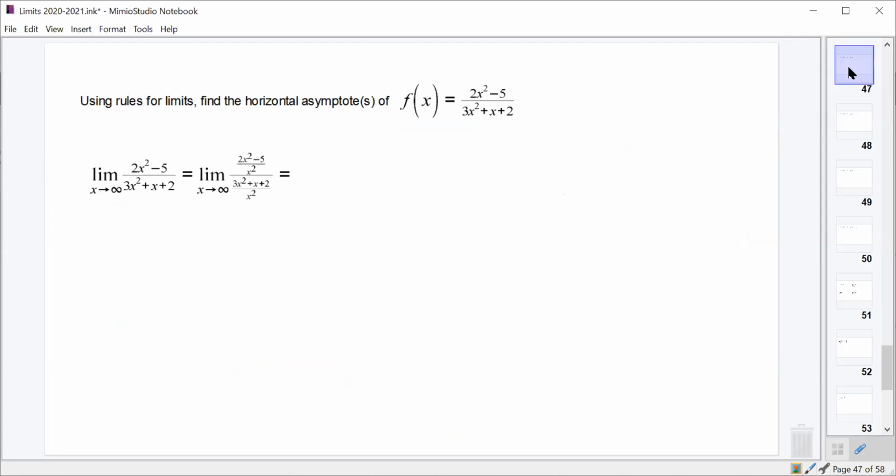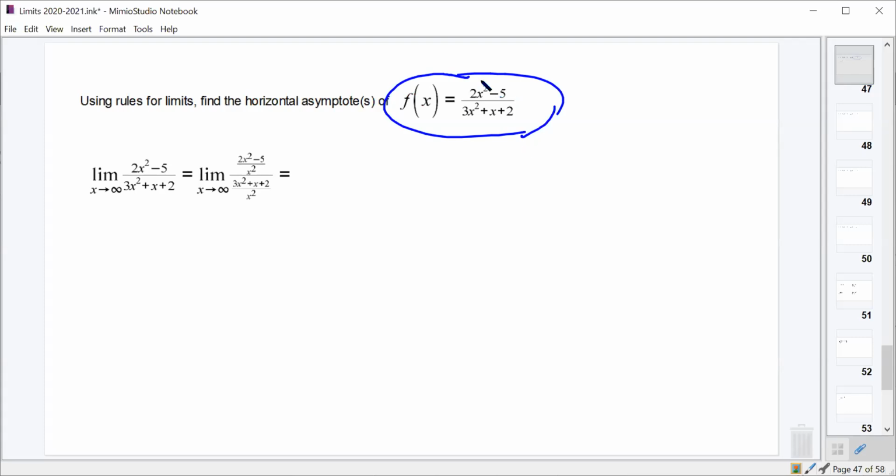Hopefully, not even that. So here's a rational function, 2x squared minus 5 over 3x squared plus x plus 2. What's the horizontal asymptote? Anybody remember? Now that you've got one sitting in front of you that you're looking at. Negative 5 over 2? No. Close enough. Thirds. It'd be 2/3. Yeah, it's going to be 2/3. Right. So you divide the constants.